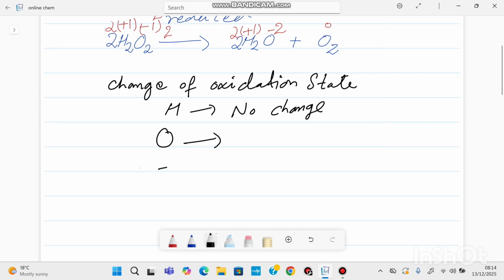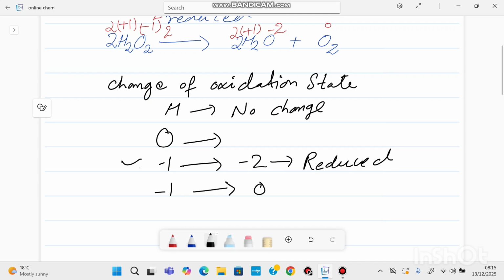Now we have oxygen. Oxygen has two oxidation states because water also has oxygen and the oxygen molecule has oxygen. So from -1, first in the water molecule it converted into -2, and in oxygen it converted into 0. If you see from -1 to -2, it is being reduced. Oxidation state has been decreased from -1 to -2. So reduction takes place, right?